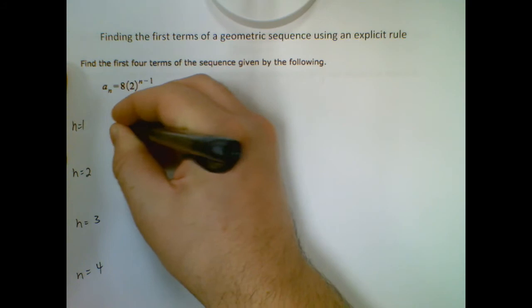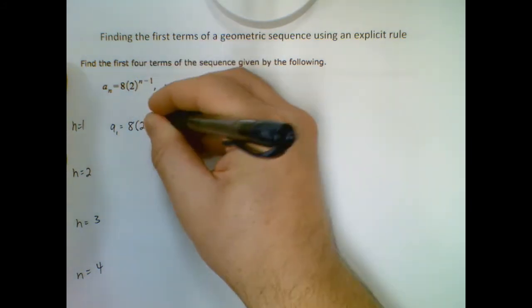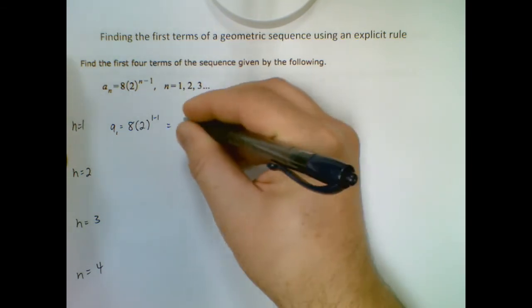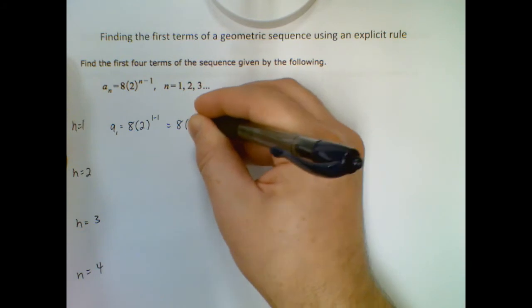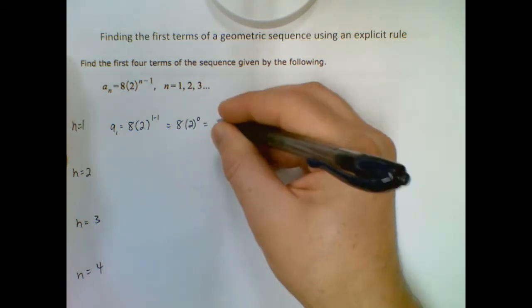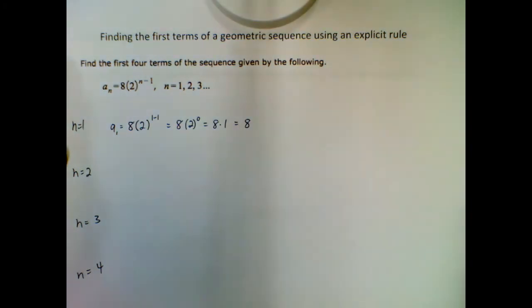a1, so our first term, 8 times 2 raised to the 1 minus 1. So that's 8 times 2 to the 0th, which is 8 times 1. Remember, anything to the 0 power is 1. So that first term just comes out to be 8.